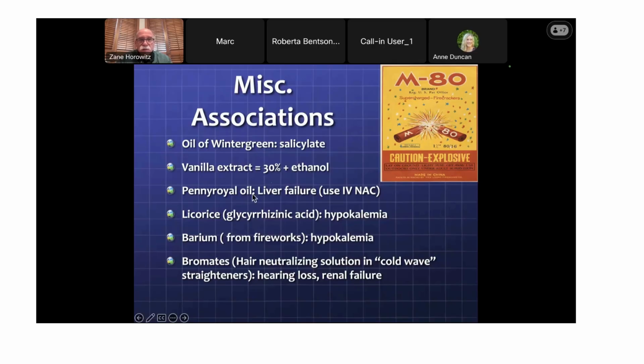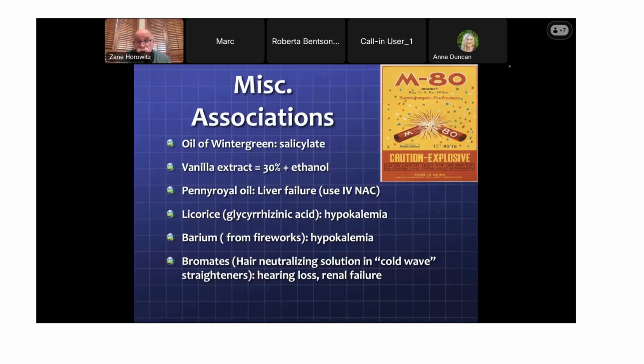Pennyroyal oil, used for a variety of things but occasionally as an abortifacient, may be rising in states where access to abortion has now been curtailed by laws. This may be coming back as a herbal version to do it, but unfortunately it causes liver failure. The treatment option for this is to use IV NAC in the same doses that we use for Tylenol toxicity.